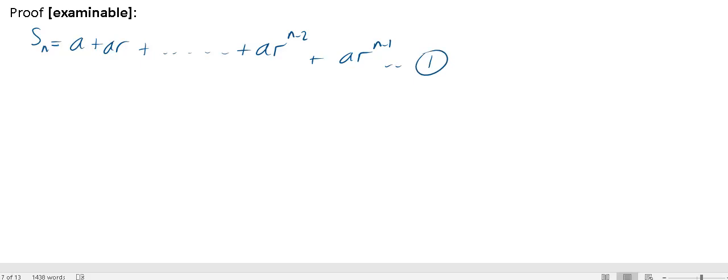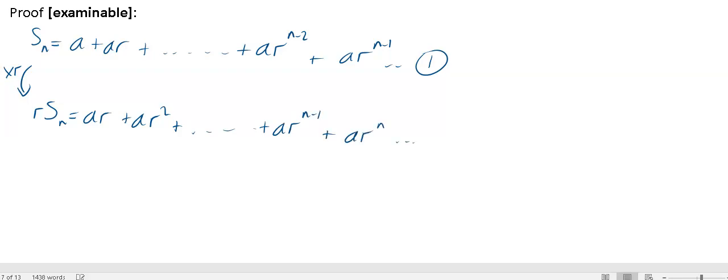What I'm going to do is multiply this thing by r and see what happens. So if you multiply the left-hand side by r, you're going to have r times S n is equal to ar plus ar squared plus and so on, up to ar to the n minus 1 plus ar to the power of n. And that's my equation 2.